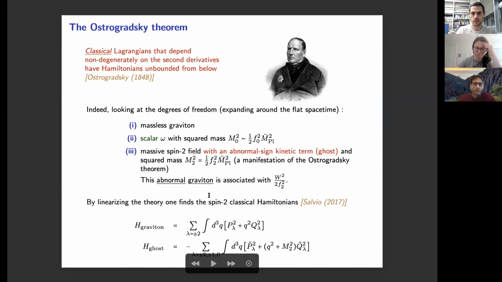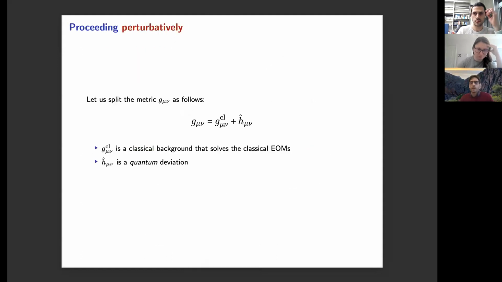And by linearizing the theory, one finds a Hamiltonian for the degrees of freedom that has a piece, at least in the spin-2 sector, which corresponds to the graviton, and another one which gives you the Hamiltonian of the ghost, which has a minus sign. So this minus sign corresponds to the Ostrogradsky theorem. So how to deal with this problem?